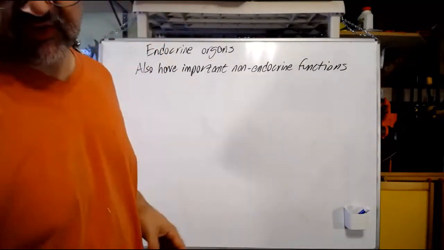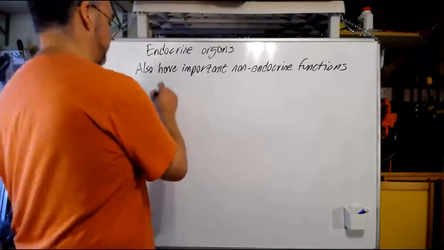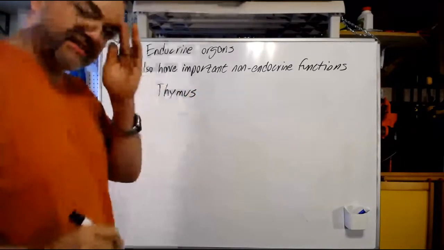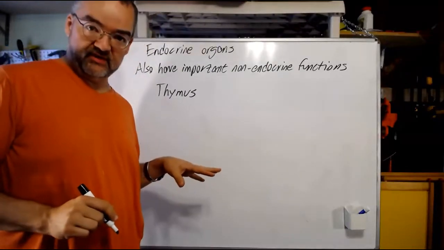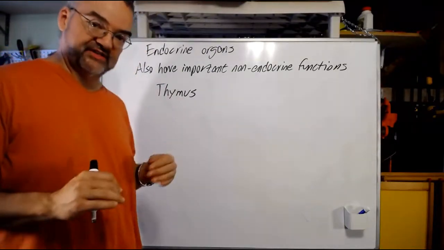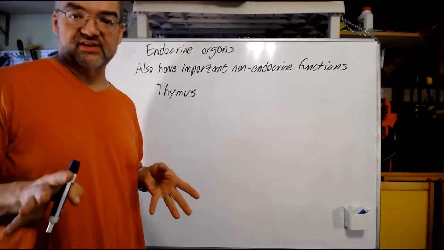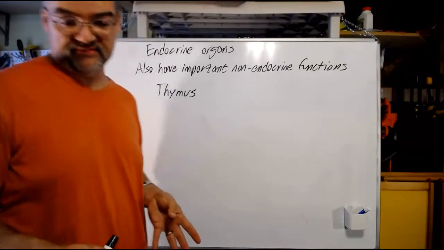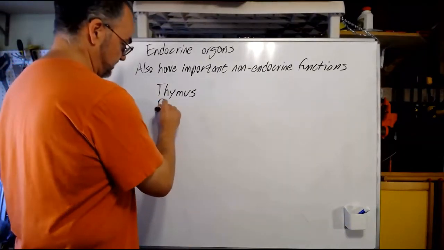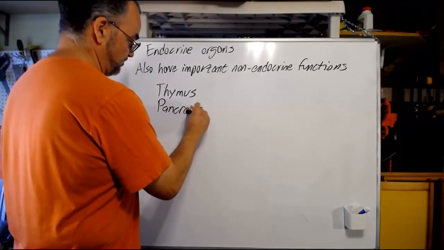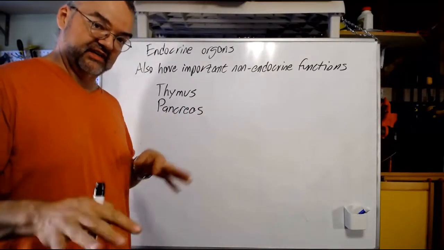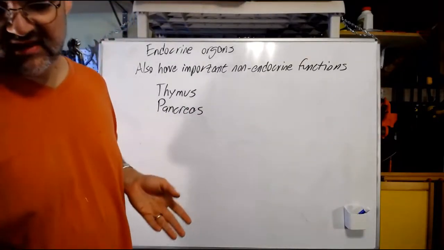All right, now let's look at things that are glands but that also have important non-endocrine functions. So here we're looking at things like the thymus, which plays an important role in the immune system. There are some immune cells that come from here, but it also secretes some important hormones that are involved in influencing the immune system. The pancreas, which we mentioned, it's a major digestive organ, but it also secretes insulin and glucagon, which are involved in regulating blood sugar.